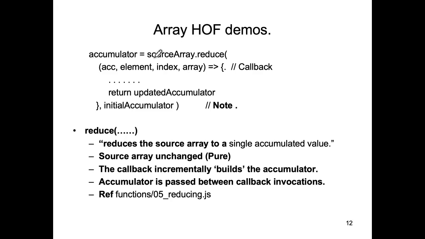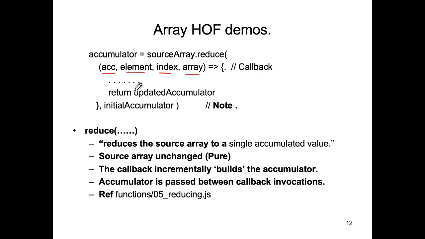Now, as well, the callback takes all the arguments that we'd expect. It takes the current element that's being processed from my array, the index position of that element if we need it, which is optional, and the full array if we need it, which is also optional. But in fact, the very first parameter of my callback is the current value of the accumulator that we've computed so far.